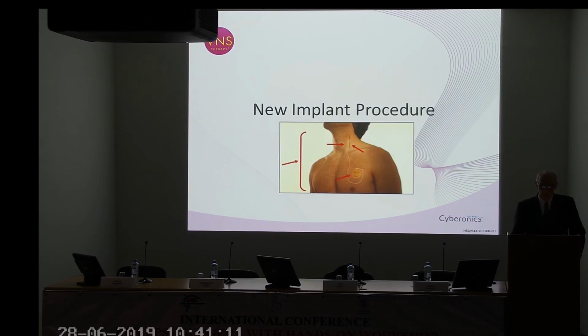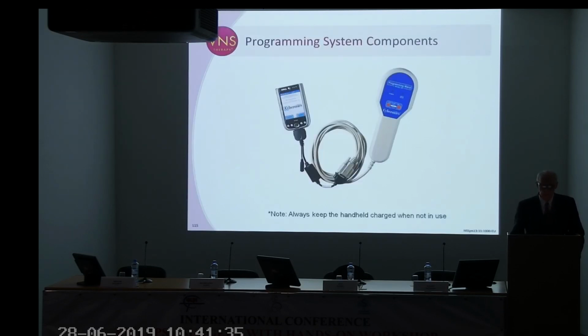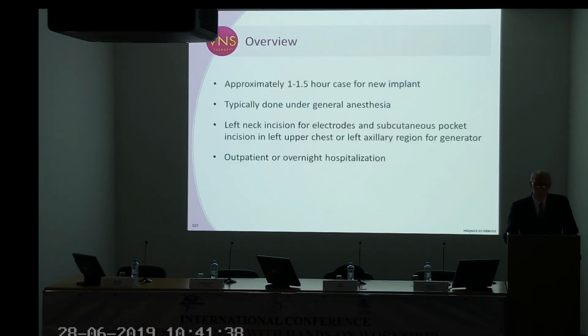What is the procedure for a new implant? So you have an electrode on the left vagal nerve and a stimulator that can be either immediately below the clavicle or below the pectoralis muscle for aesthetic reasons. Of course, you need a programming system. The case will take about an hour and a half. General anesthesia, generally. Left neck incision for electrode and subcutaneous pocket, and outpatient or overnight hospitalization. So it's very quick.